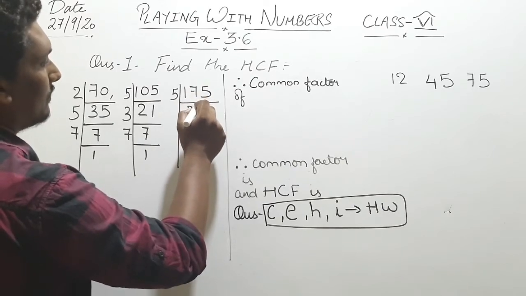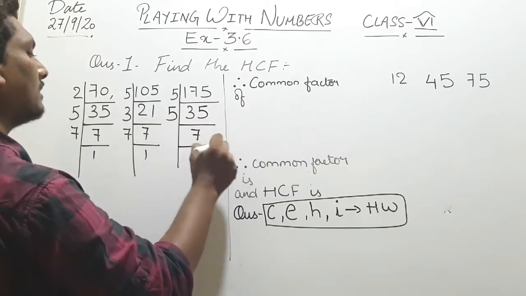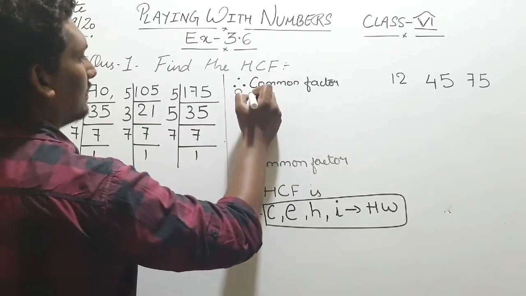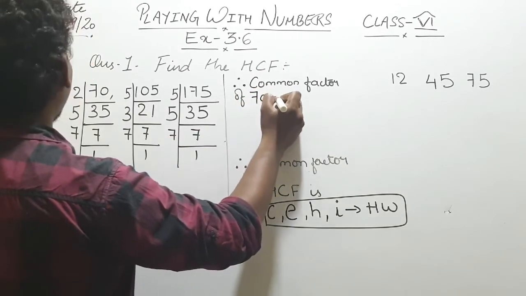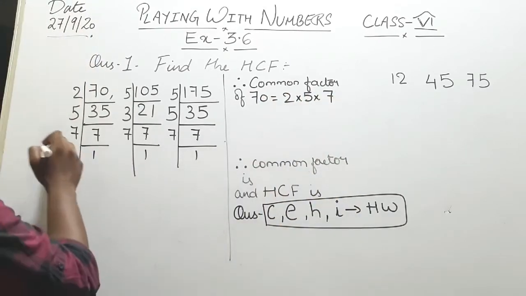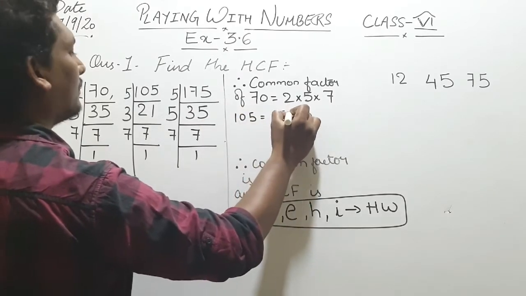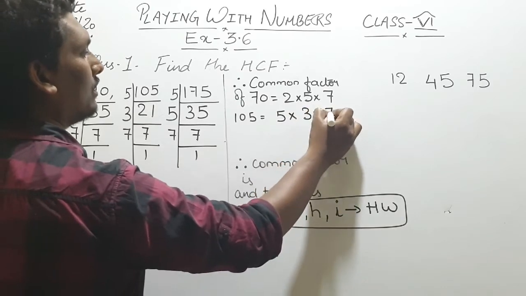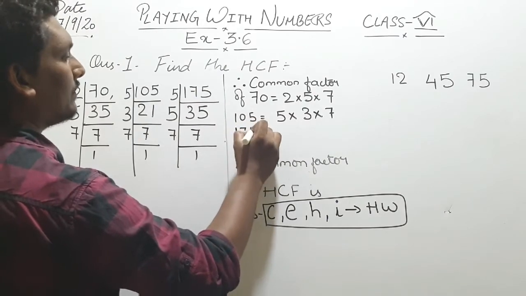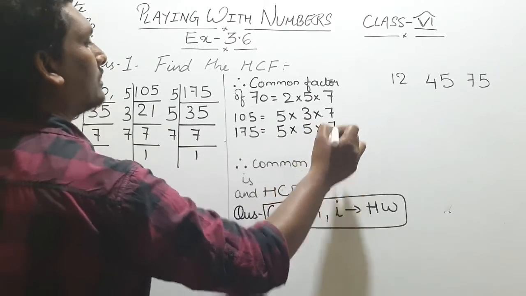7 minus 2, 5. 5 5s are 25. 5 7s are, 7 1s are. Therefore the prime factors of 70 is 2 into 5 into 7. For 105 is 5 into 3 into 7. And for 175 is 5 into 5 into 7.